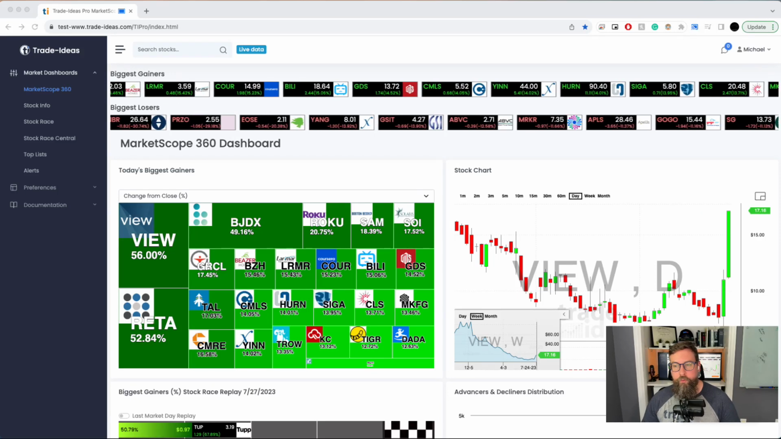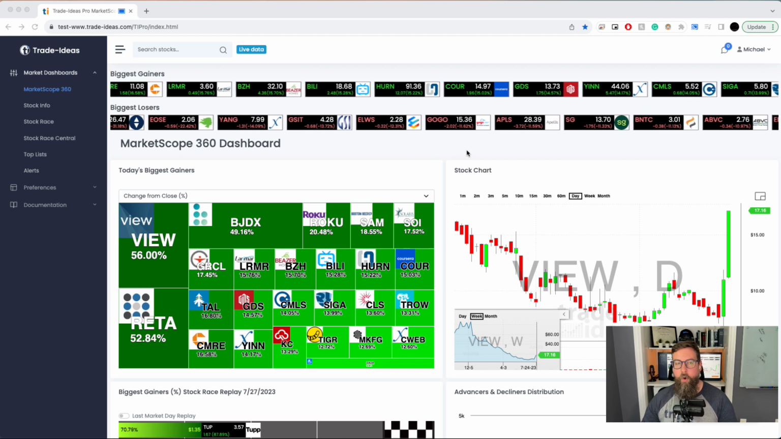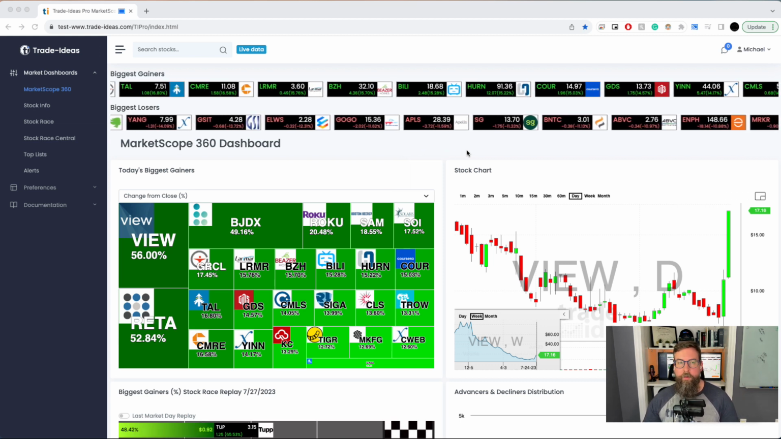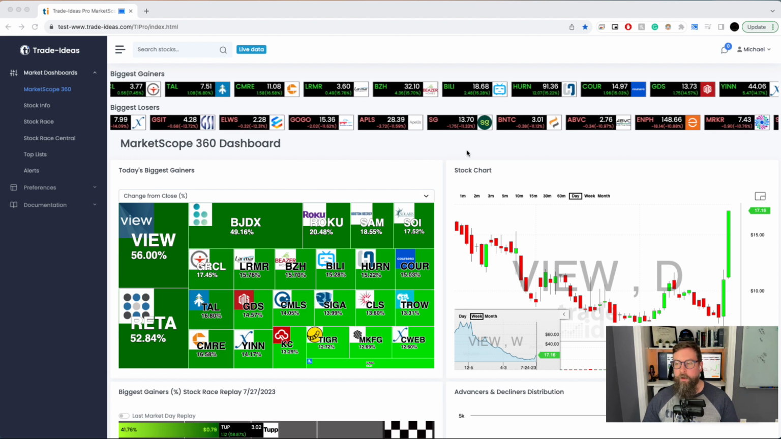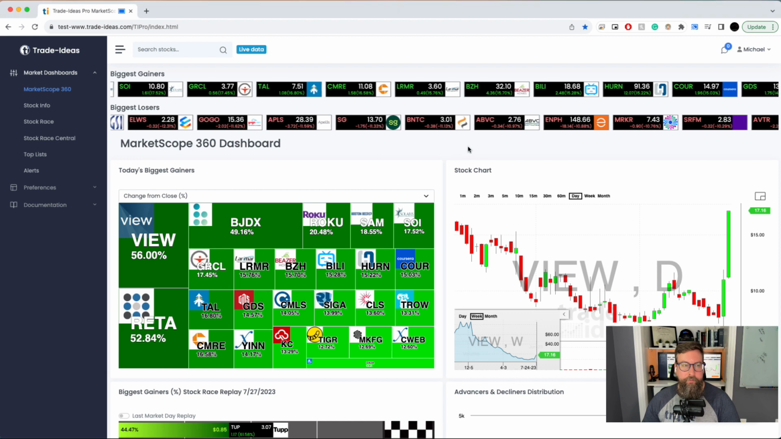Let me introduce you to the MarketScope. This is the best dashboard if you want an overall view of what's going on right now in the market and what's moving, and also does a great job of showing off what we have when it comes to different data types and different data visualizations.